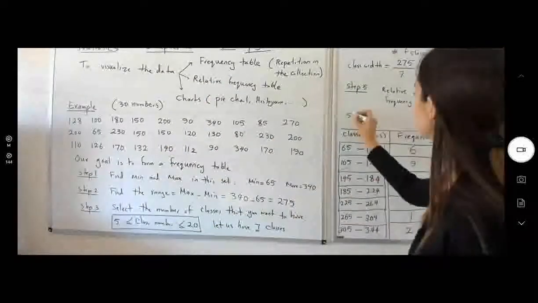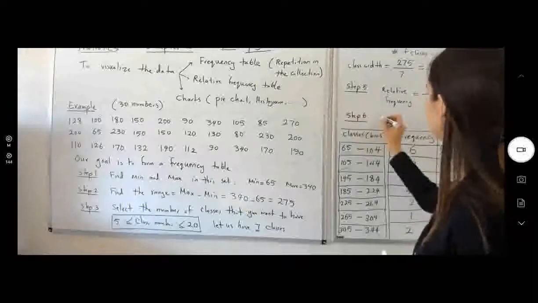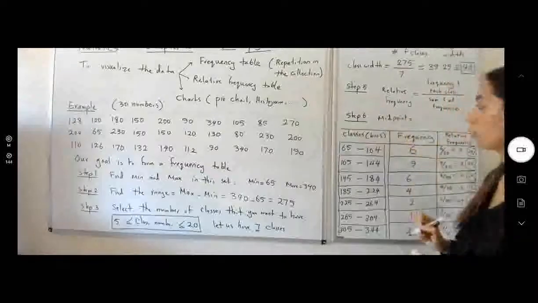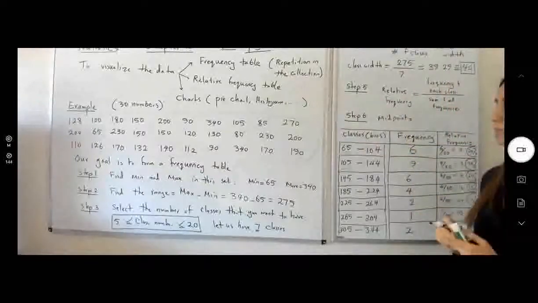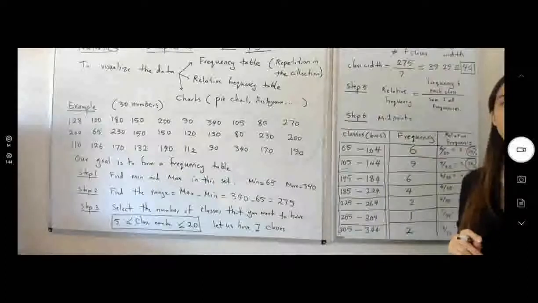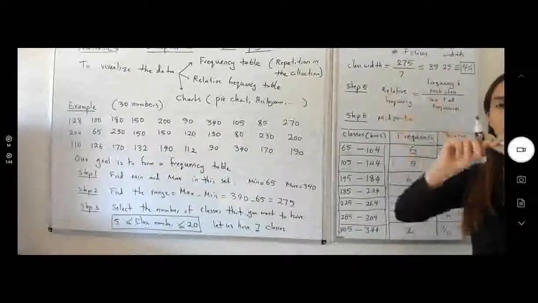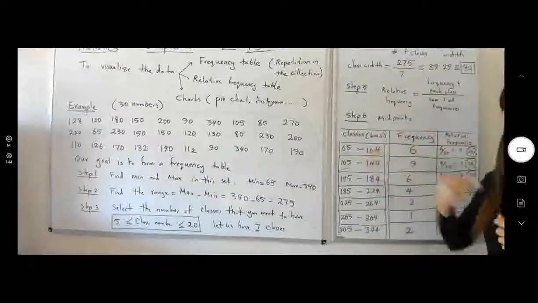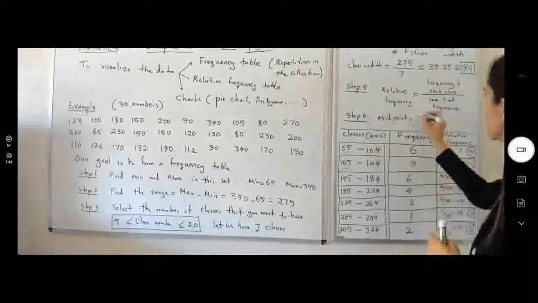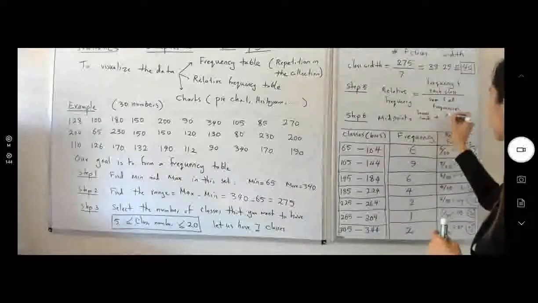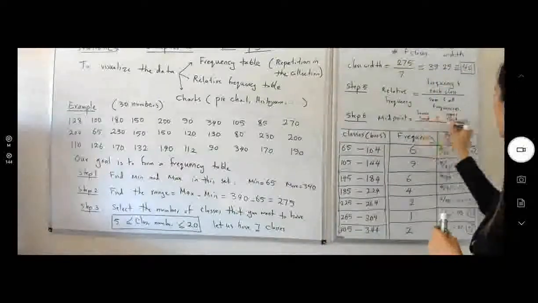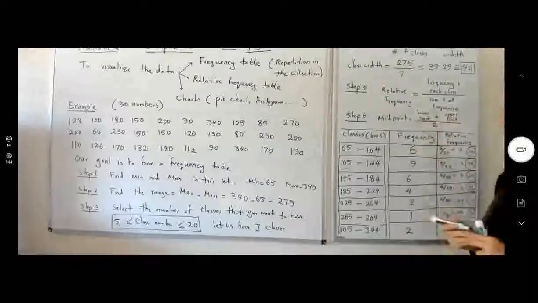In step 6, you can find the midpoint. The midpoint of a class is the sum of the lower limit and upper limit divided by 2, or the average of your class. So lower limit plus upper limit, divided by 2.